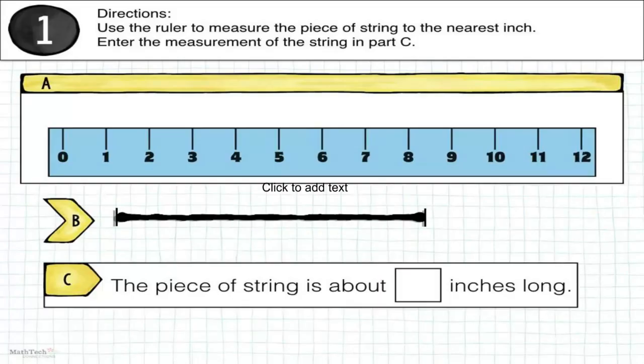Now, we are going to look at a ruler first in the U.S. customary system of measurement, and we're going to look at measuring to the nearest inch. You can see each of these is an increment between numbers of 1 inch, and you can see that there are 12 inches on this ruler.